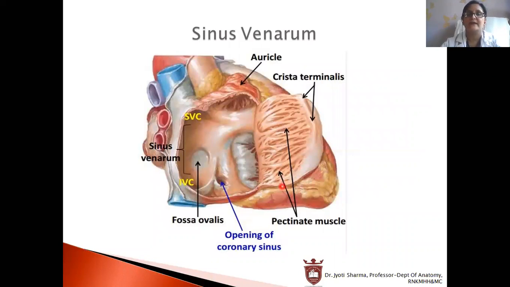Now we can see in the diagram the sinus venarum. This is the opening of superior vena cava. This is the opening of inferior vena cava guarded by a valve. And this is the opening of coronary sinus, which is also guarded by a valve.